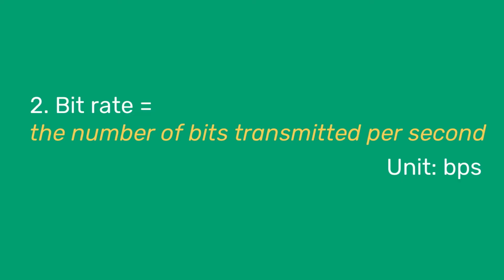However, the main way to describe the speed of transmission is the bit rate. This is the number of bits transmitted per second, with the base unit being bits per second, or BPS.